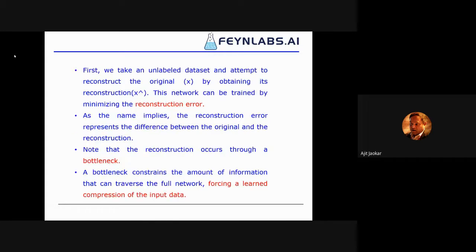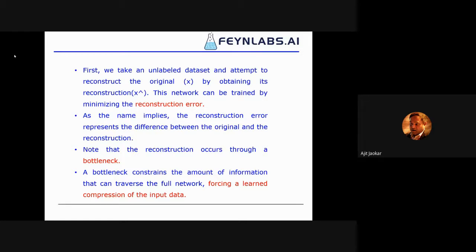So how does it work? In the case of an autoencoder, what you're looking for is the reconstruction error. Remember that unsupervised learning does not have labels. When you don't have labels, we need to use other kinds of techniques or strategies to find out some detail from the data.